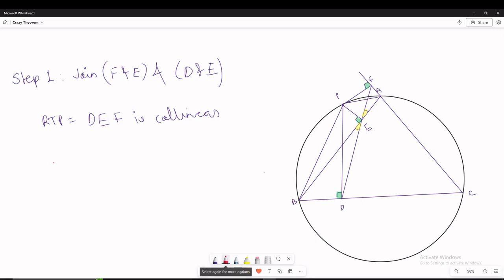So first we have to look at the quadrilateral FAEP. Okay. We can notice that it is a cyclic quadrilateral because we can see that the opposite angles are supplementary. This angle is 90 degrees, this angle is 90 degrees. So the opposite angles are supplementary and hence it is a cyclic quadrilateral. By which we can also say that a circle passes through this quadrilateral. Okay.